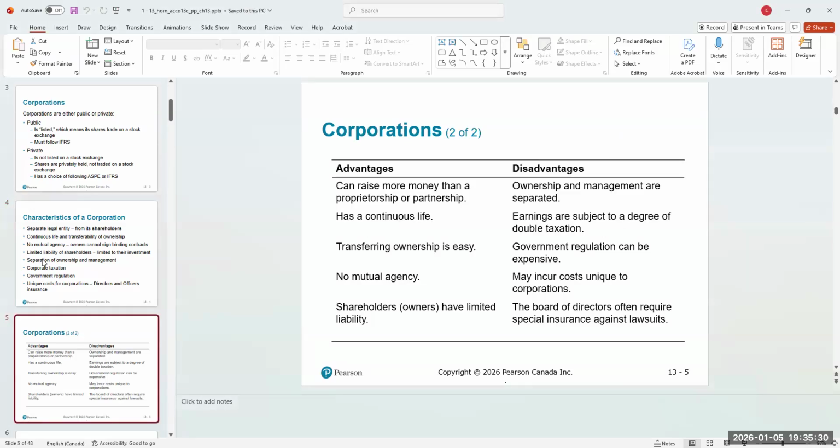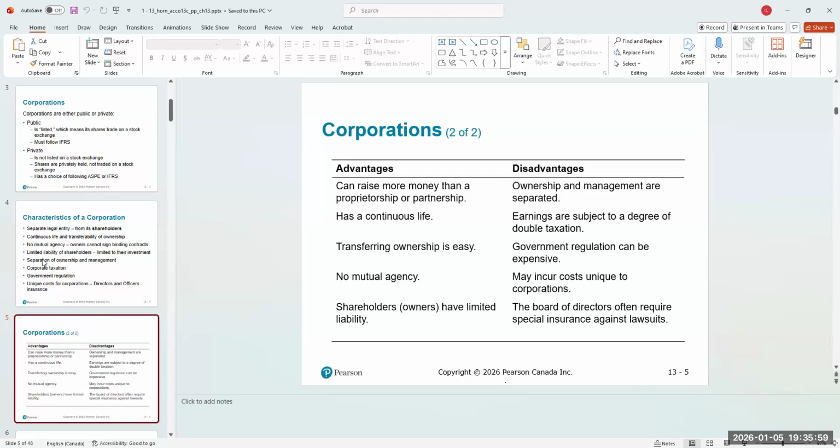Now, which are the advantages and disadvantages of the corporation? The first advantage is that a corporation can raise money, and can also raise more money than proprietorships and partnerships. It has a continuous life. I can easily transfer the ownership. I don't have to close the corporation because I want to sell my shares and somebody else becomes an owner of the shares.